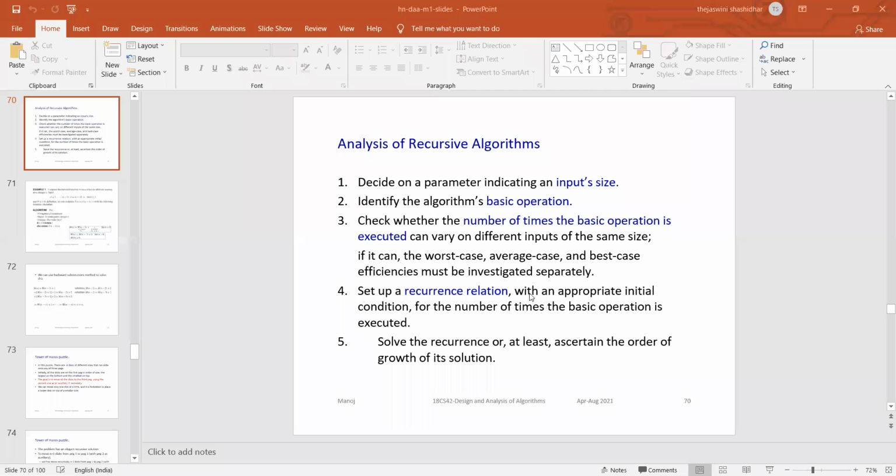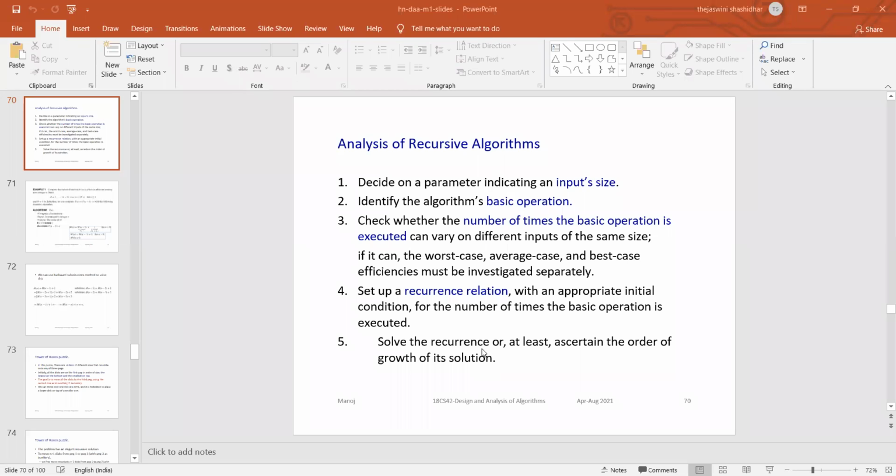First, you come up with the input parameters you are having. The steps for a recursive algorithm are: input size, basic operation, number of times the basic operation is executed, and set up the recurrence relation and solve the recurrence. So these are the 5 steps you have. Again, it is input size, next basic operation, next number of times the basic operation is executed, fourth set up the recurrence, and fifth solve the recurrence relation.